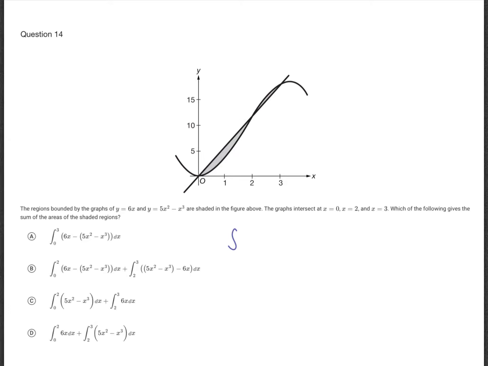Okay, this first integral goes from 0 to 2. The top function is the linear one, so that's the 6x, and then just minus the bottom function. Okay, and then just do another one from 2 to 3 that has the curve function on top. So now that'll come first. And then minus the 6x.